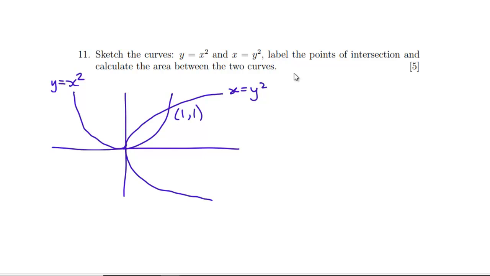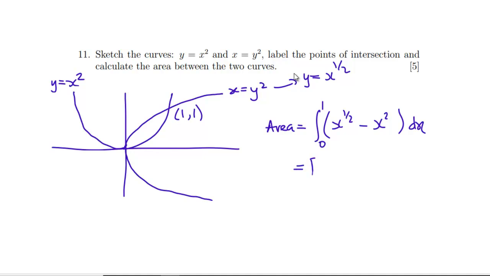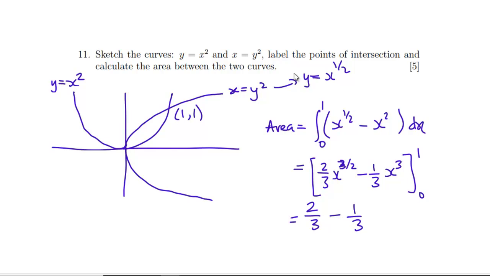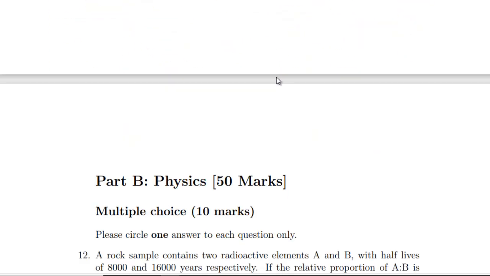Calculate the area between the curves. So the area is going to be the integral from 0 to 1 of which one? The top one. So x to the half, because we want to integrate by the same thing. So let's make that y equals x to the half. And then we need to take off the integral over the same range of x squared, dx. So that is going to be 2/3 x to the 3 over 2 minus 1/3 of x cubed from 0 to 1. So the 0 won't matter because everything's got x's in it. So we're going to have 2/3 minus 1/3, which equals 1/3. So another straightforward one. And that's it for that section.